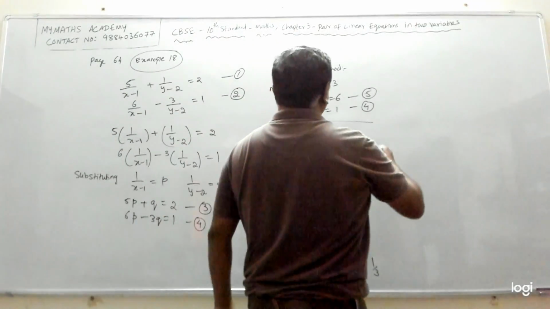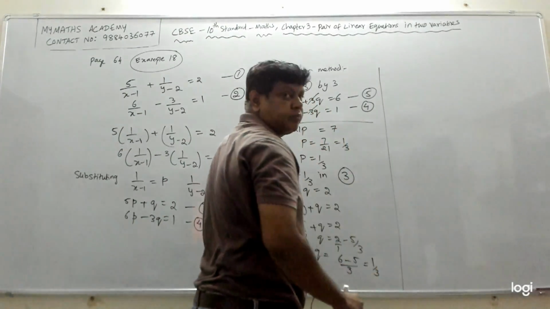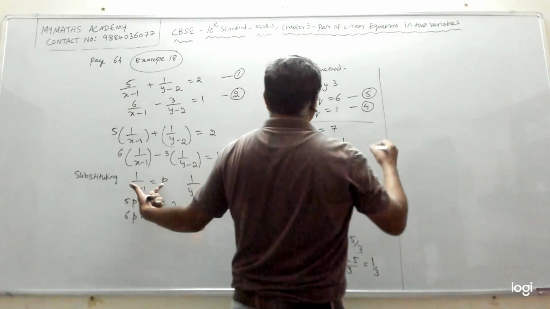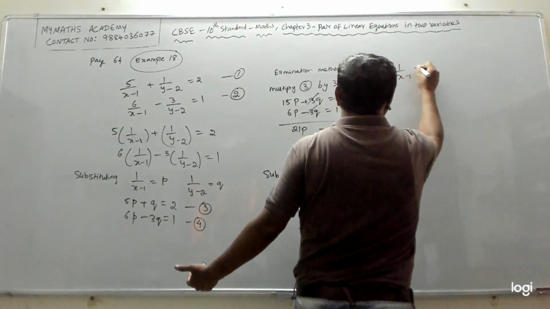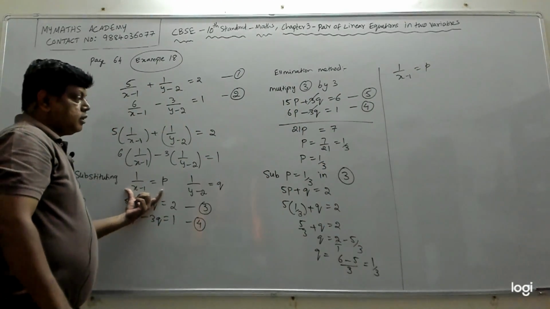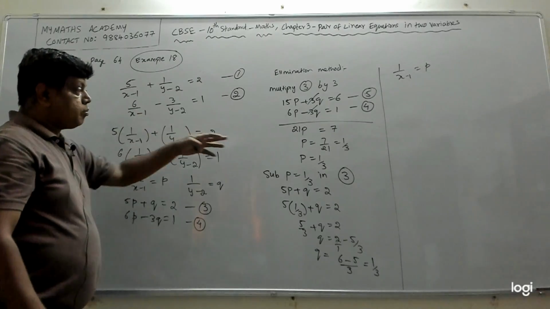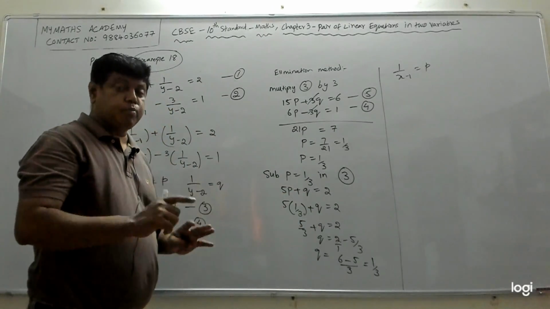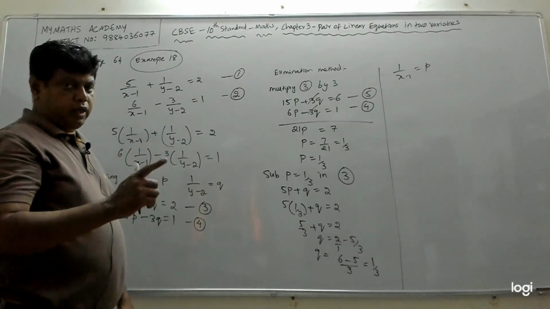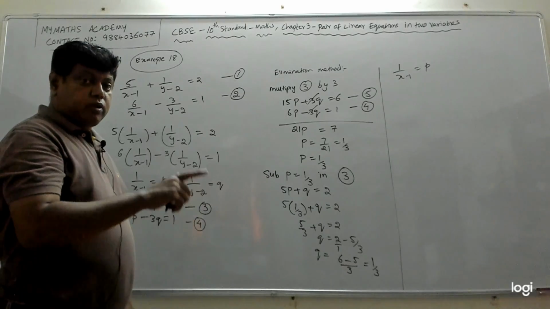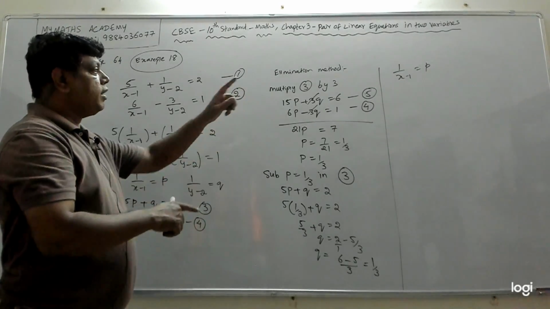So now we have got p and q. We need to find x and y. Now let's go to this one. So 1 by x minus 1 is p, right? Based on the substitution that we made. So ultimately we have to find x and y, not p and q. Don't stop the problem after getting the values of p and q. We are supposed to finally find the values of x and y. So to find x and y, we have to first find p and q. After finding p and q, we will substitute and find x and y.